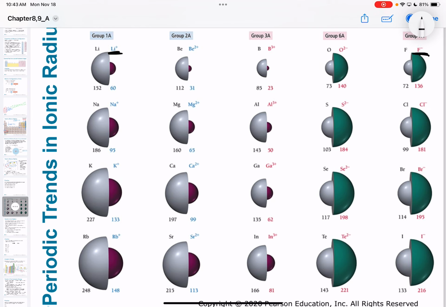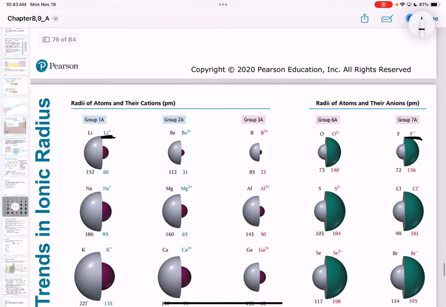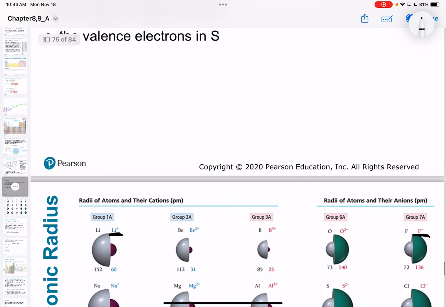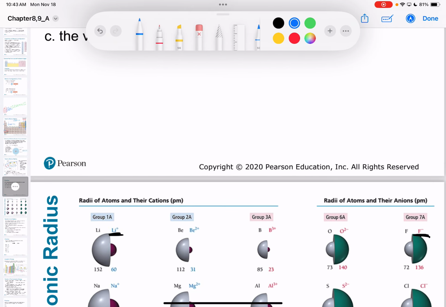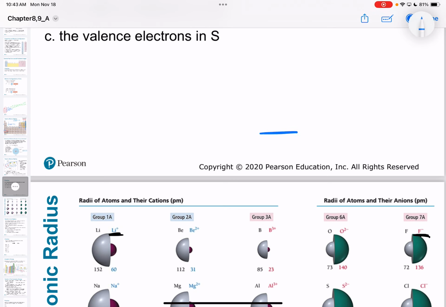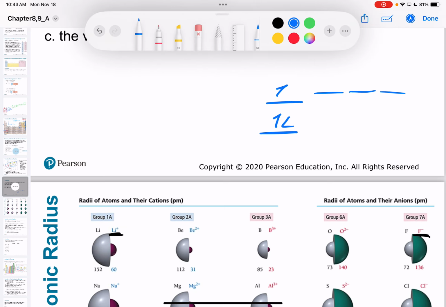Okay, go back to those three things. Shell, protons, electron repulsion. What happens between lithium and lithium plus? Maybe you already know what I'm going to say, but let's draw the orbital diagram. Okay, here's lithium. What happens when lithium loses this electron? We've just lost an entire shell. So of course lithium gets smaller. It just lost an entire shell of electrons.